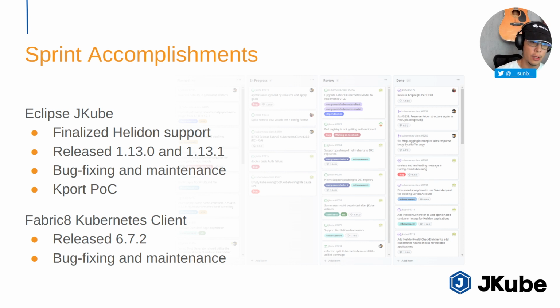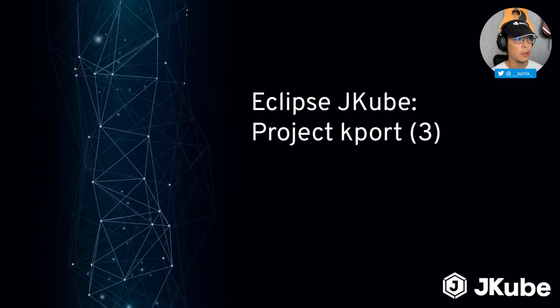For Fabric8 Kubernetes-client, we released version 6.7.2 that includes the hotfix required by JKube when trace logging in OpenShift builds. And as usual, for both projects, we spent some time dealing with bugs and general maintenance tasks. So now let's switch to the demo.